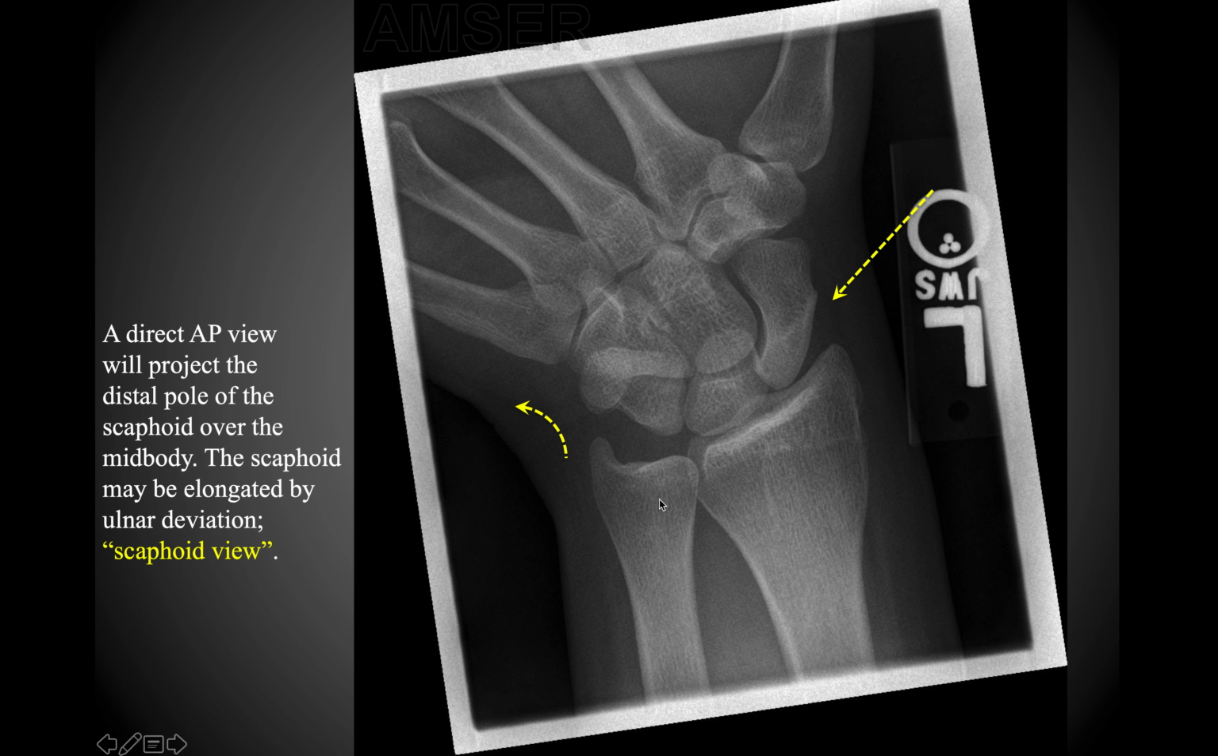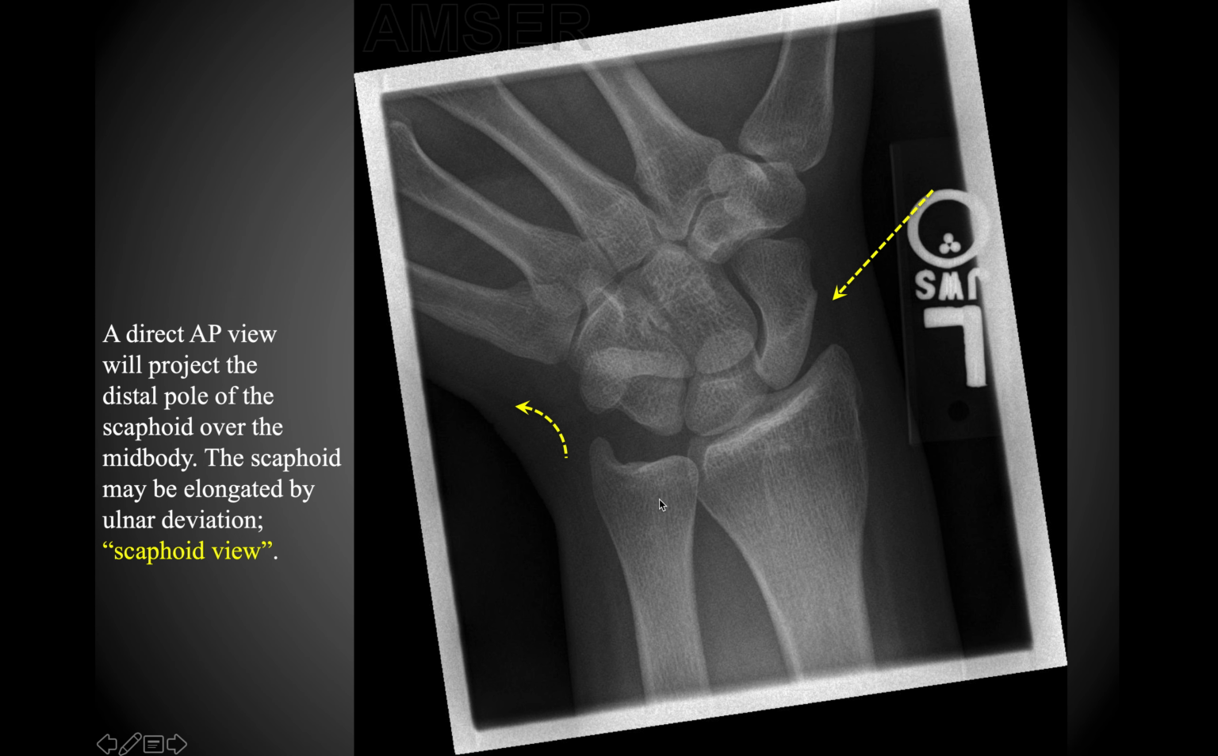So you'll note with the scaphoid that there's actually something known as a scaphoid view, and that's because with a direct AP view, it can be difficult to appreciate the distal pole of the scaphoid. You'll be able to see the mid-body, but the distal pole can be difficult to appreciate.